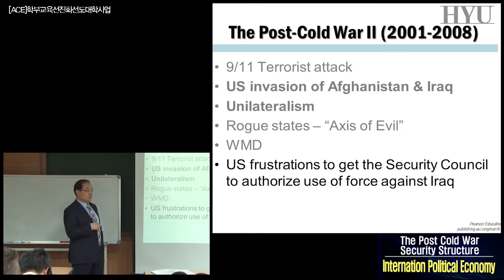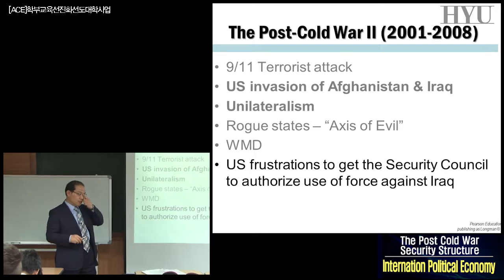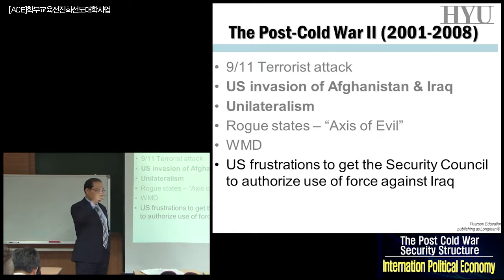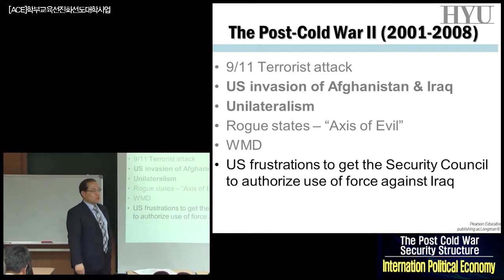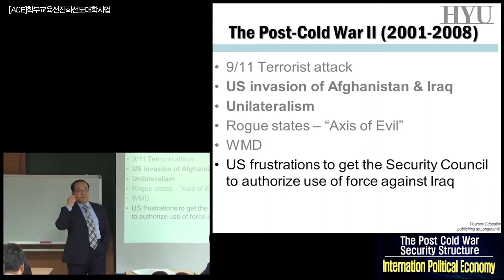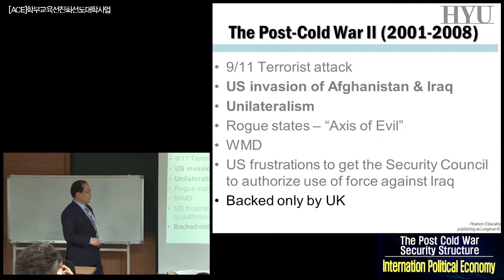But like I said, US and Europeans were still divided, right? Still divided. America having a lot of problems in pushing for consensus through the Security Council. So the weapons inspection in Iraq and also in North Korea have always been a failure many times because of this, backed only by UK.